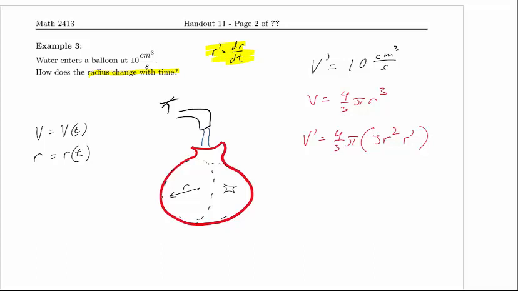All right, and then we also know that V prime is 10, and so that's what we're going to put right there. So we've got all these things. Let's go ahead and calculate through, or solve for r prime, should I say. So we have 10 equals, so the 3's cancel there. 4 pi r squared r prime.